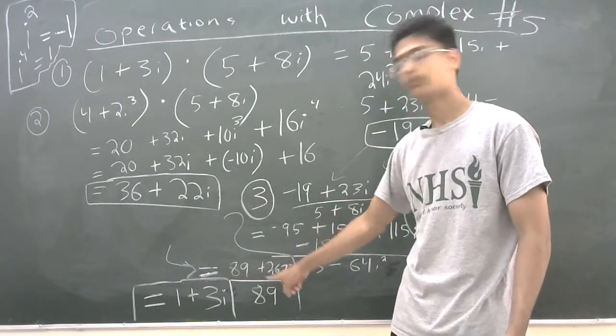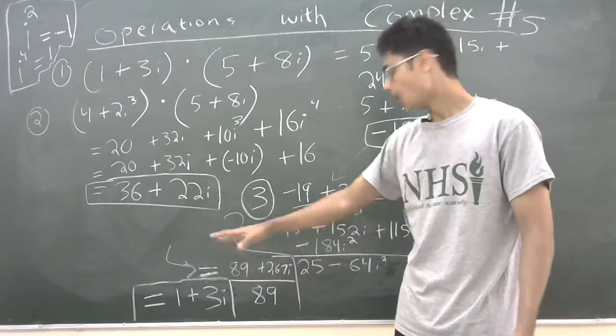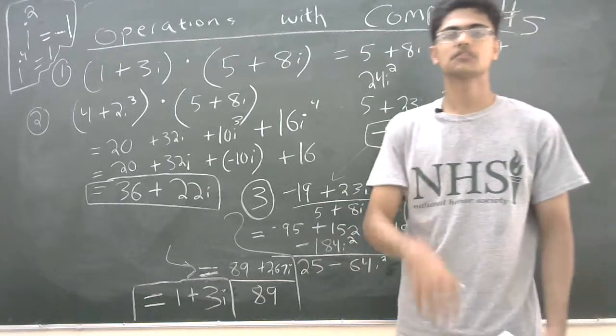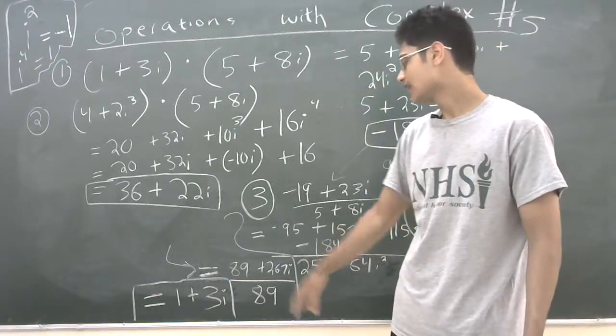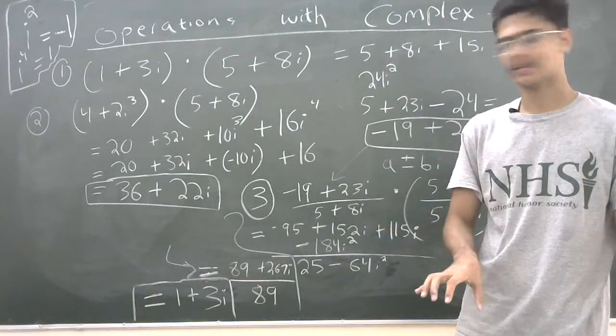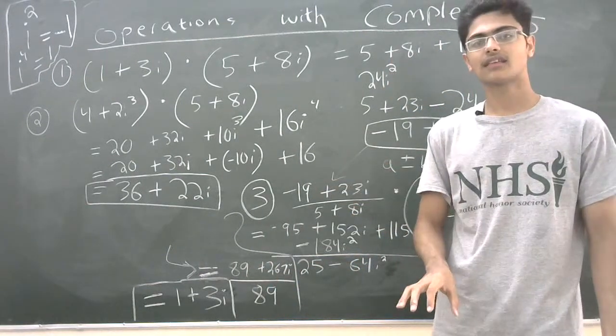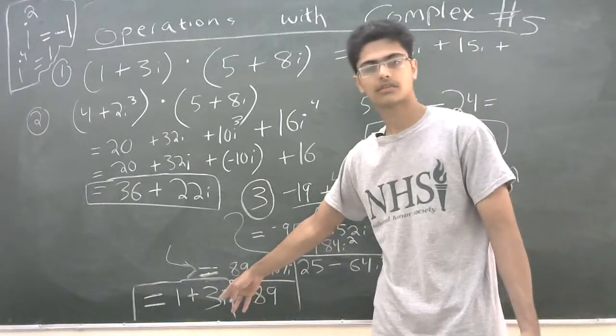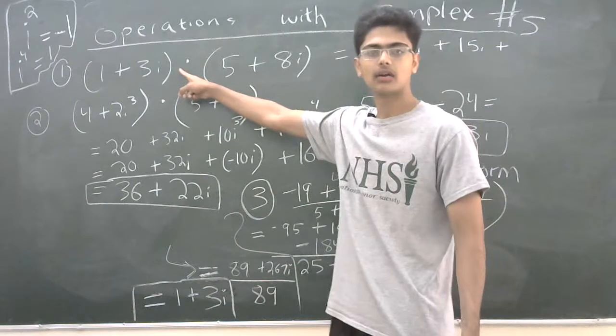We get 89 plus 267i all over 89. And really, of course, you can split this into two fractions with a common denominator of 89. So you really have 89 over 89 plus 267i over 89, which is essentially 1 plus 3i. And that's what we had earlier here.